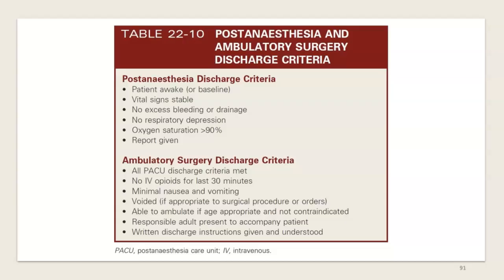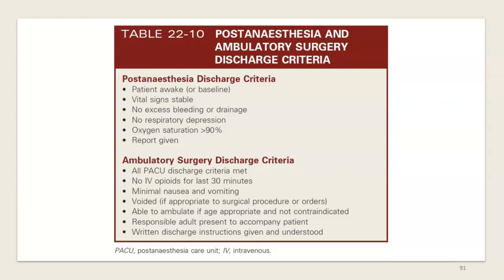So we're moving on, and the patient's ready to be discharged. And so the choice of discharge is based on patient acuity, access to follow-up care, and the potential for postoperative complications. So what allows a patient to come out of the PACU and be transferred to the surgical clinical unit? It's based on specific criteria. So the PACU discharge criteria: the patient needs to be awake, vital signs stable, no excessive bleeding or drainage, no respiratory depression, O2 sat above 90, and report has been given to the oncoming nurse.